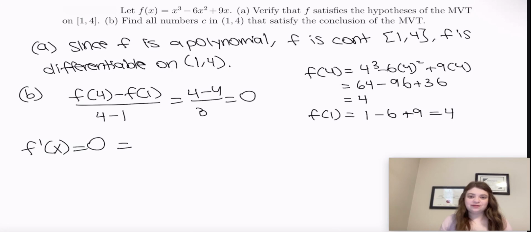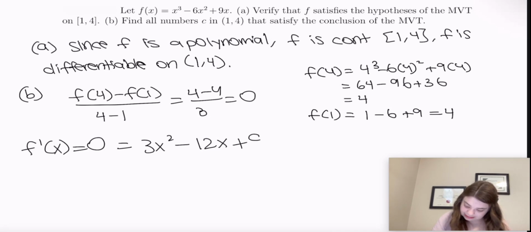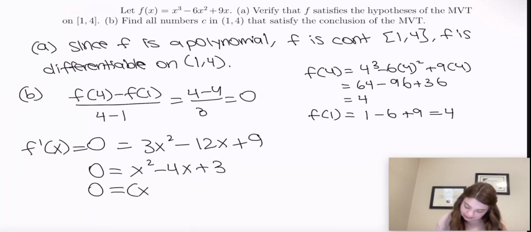So the derivative of f of x, just using the power rule, would be 3x squared minus 12x plus 9. And then we can divide everything by 3 and get that 0 must be equal to x squared minus 4x plus 3. And therefore 0 is equal to x minus 3 times x minus 1, which means that x would be equal to 1, and also x would be equal to 3.